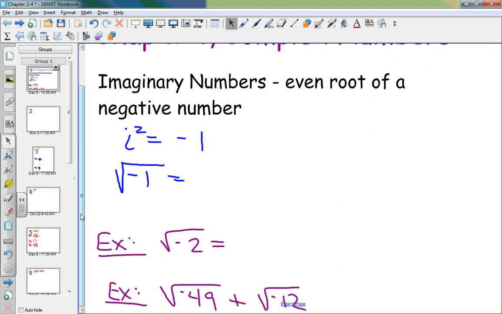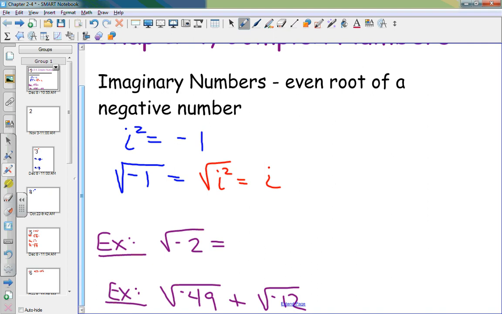Okay? So if I have i squared equal to -1, then what is the square root of -1? Well, the square root of -1 is going to be the square root of i squared, because that's what -1 is, which then comes out to be i. Do we all see that?